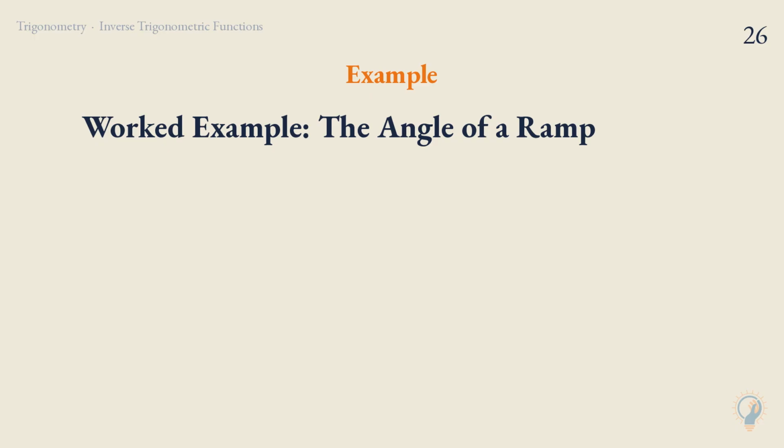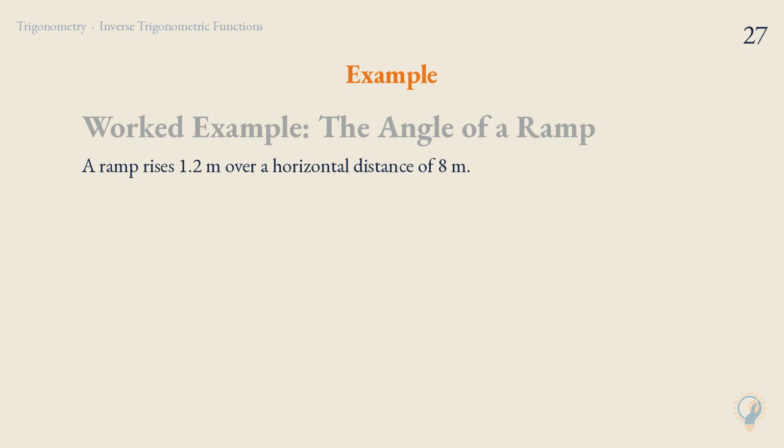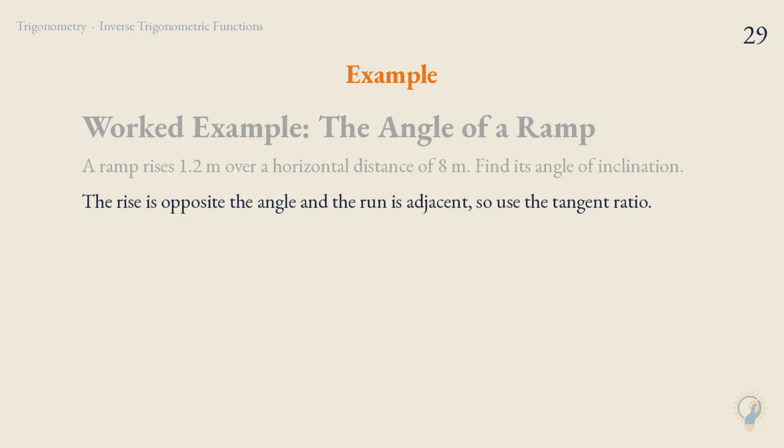Worked example: the angle of a ramp. A ramp rises 1.2 meters over a horizontal distance of 8 meters. Find its angle of inclination. The rise is opposite the angle and the run is adjacent, so use the tangent ratio. The tangent of theta equals 1.2 divided by 8, which is 0.15.